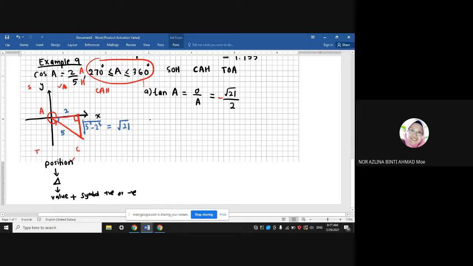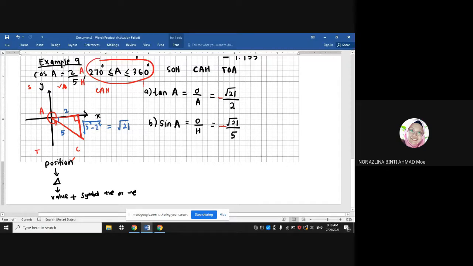Okay. So look at question B. Question B is sin A. Opposite over hypotenuse. Opposite of reference angle A, opposite is square root 21 over hypotenuse. Hypotenuse is 5. But now we get the value, but how about the symbol? The symbol for sin at quadrant number 4 is negative. So the answer is negative square root 21 over 5.